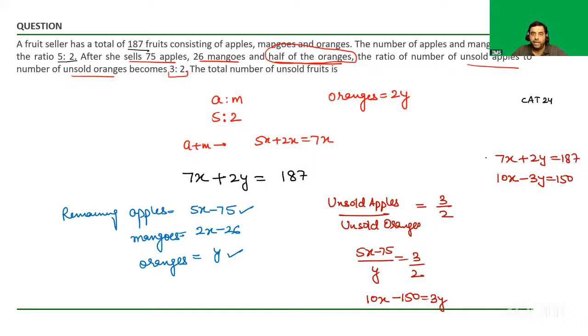And now the question says the total number of unsold fruits. So if I need to calculate the total number of unsold fruit, once I know the value of y, I automatically know that out of the total 187 fruits, apples sold are 75, mangoes sold are 26. And if I know how many oranges are sold, I get the remaining number, and that is going to be my answer. Right? I hope it's clear.